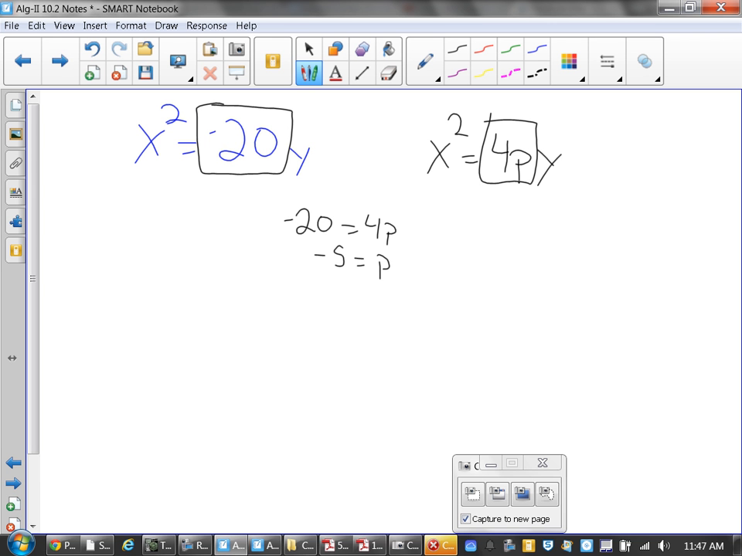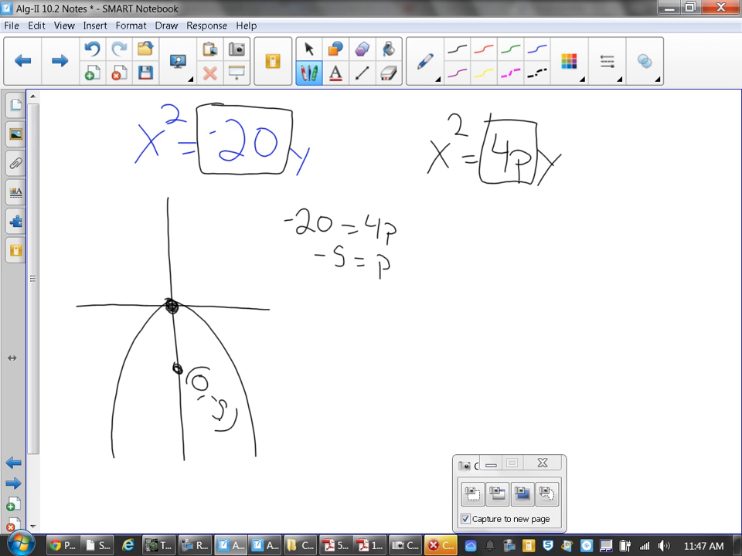This is an x squared parabola, so this is going to either go up or down. P is negative, so what direction does it go? Down. Down, very good. I know this has got to open downward. Vertex is still at 0, 0. The p-value being negative 5, which means my focus now is where? What's the ordered pair for the focus? 0, negative 5. Where's my directrix? Good, y equals 5.